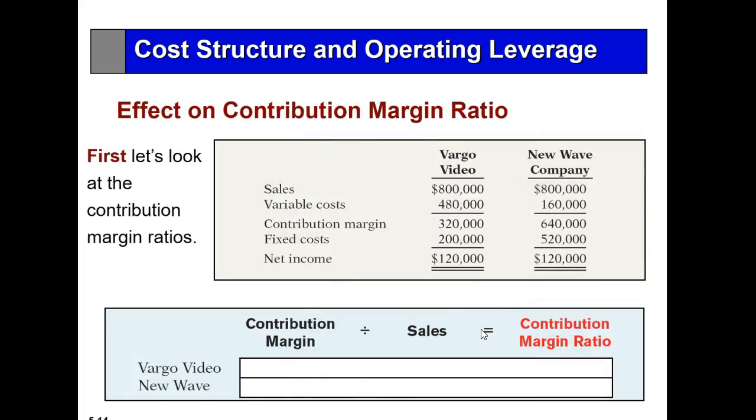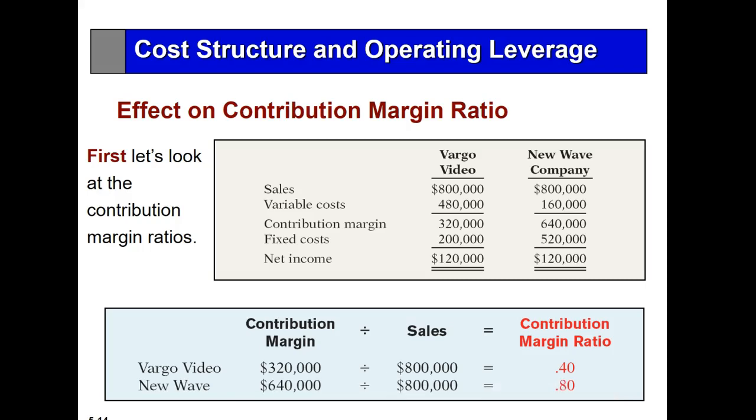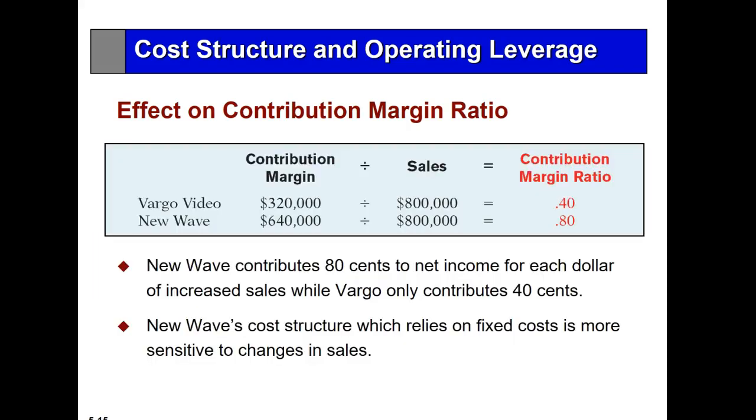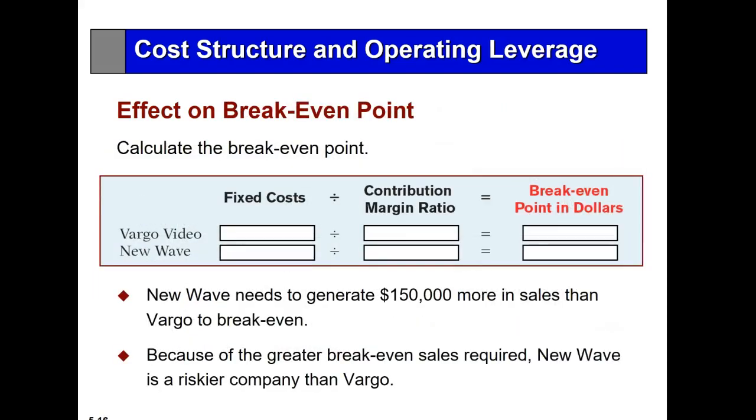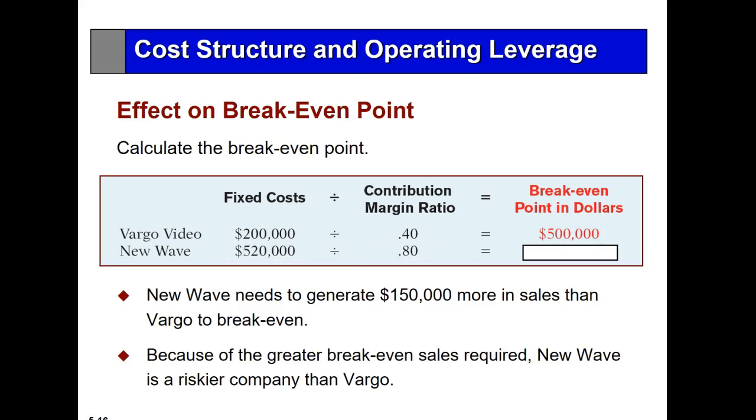Now, what does this mean for the contribution margin ratio? Well, Vargo has a contribution margin ratio of 40%, but New Wave is double that, 80%. What does that mean for break even? Well, Vargo has a lower fixed cost and a lower contribution margin ratio, and it has a lower break even. So you see, it's riskier to be New Wave because a higher level of activity is needed to break even. They have to generate 150 more in sales just to break even.